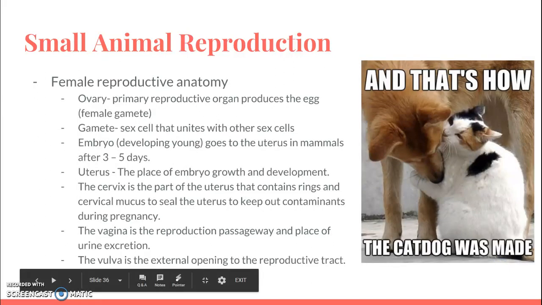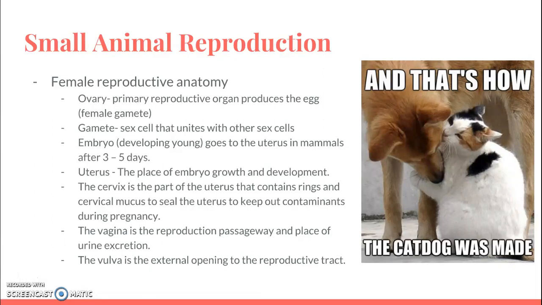So female reproductive anatomy. The ovary is kind of where we start. This is the primary reproductive organ. It produces the egg, or the female gamete. The gamete is the sex cell that unites with other sex cells. So in the female, that's the ovum. In the male, that's the sperm.